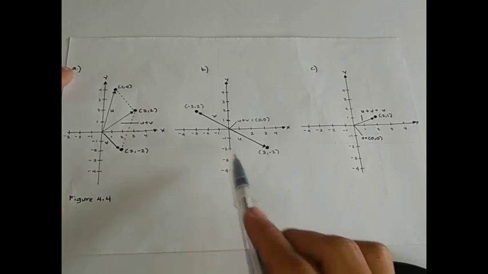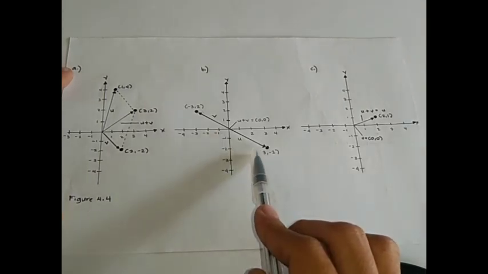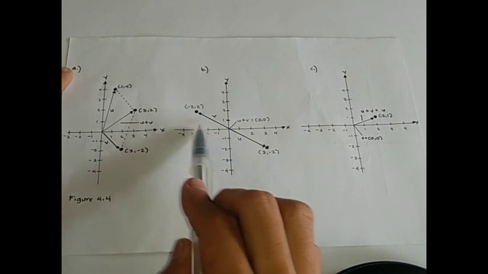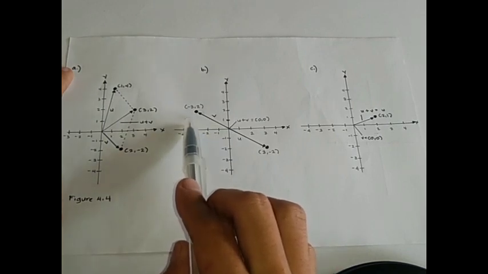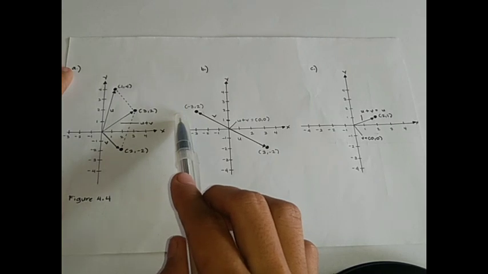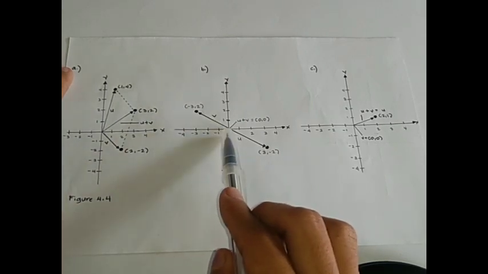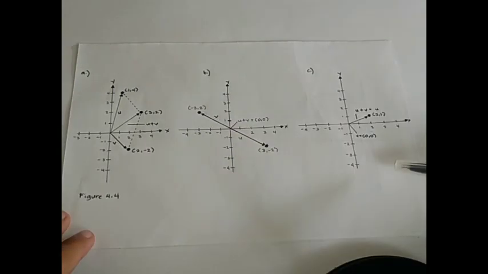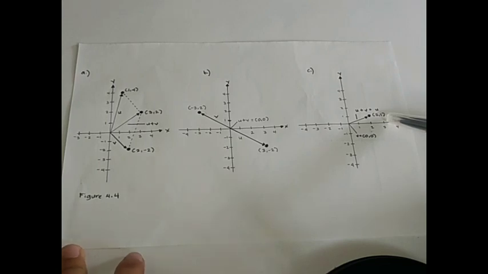For letter B, this line is the vector of u with its terminal point positive 3 and negative 2. This line is for the vector of v with its terminal point negative 3 and positive 2, and their sum is at the origin, which is 0 and 0. For letter C, this line is the vector of u with its terminal point positive 2 and positive 1, and the vector of v is at the origin, and the sum of their vector is at the vector of u.